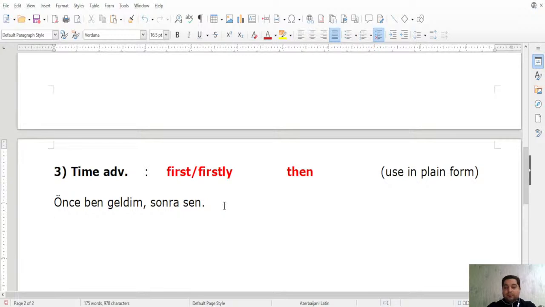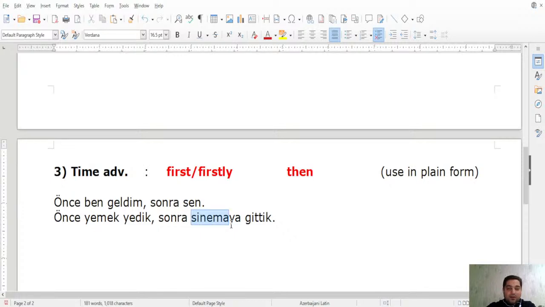Or you can say, önce yemek yedik, right? Sonra sinemaya gittik. Which means, first we had dinner. Önce, firstly we had a dinner. We, right? Yemek yedik. Yemek yemek is to have a dinner, to have a meal. Yemek yedik. First we had a dinner, then sinemaya gittik.